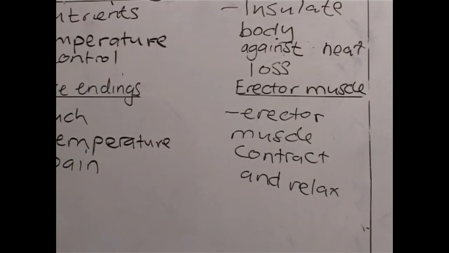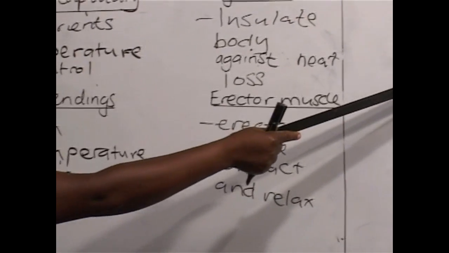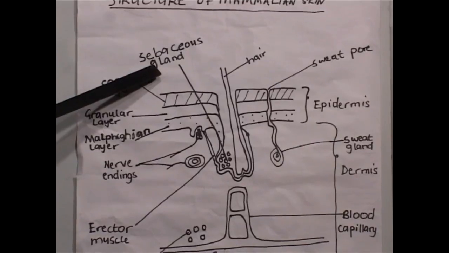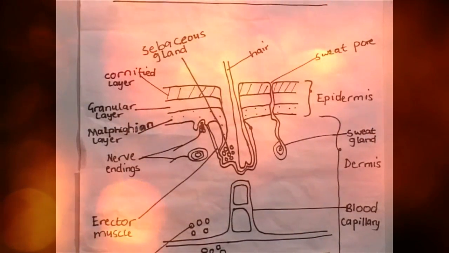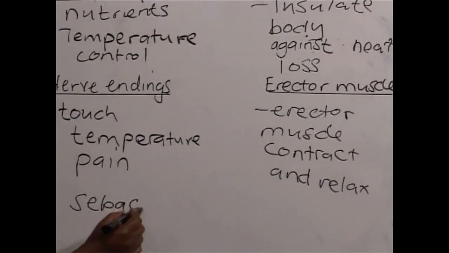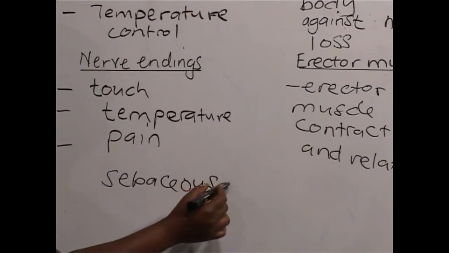Then the last part is the sebaceous gland. So this sebaceous gland produces an oily liquid which we call sebum.